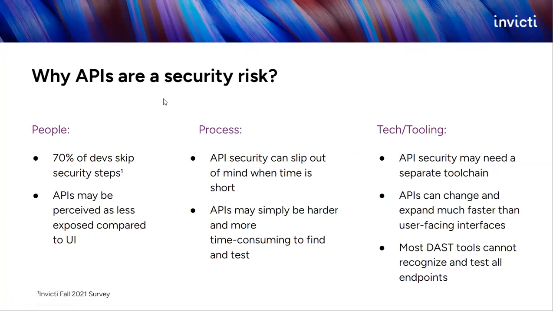So why are APIs a security risk? Beyond just some of the technical details we talked about, let's break this down through the lenses of people, process, and technology, because all aspects contribute to it. First, looking at the people side of this equation, one thing we learned from our Invicti surveys, specifically our fall survey, is that up to 70% of development teams will skip some security steps when they're under pressure, under the gun. We know development focuses on functionality first and security second, and that's even harder with the velocity of software today. And of course, this includes API testing.